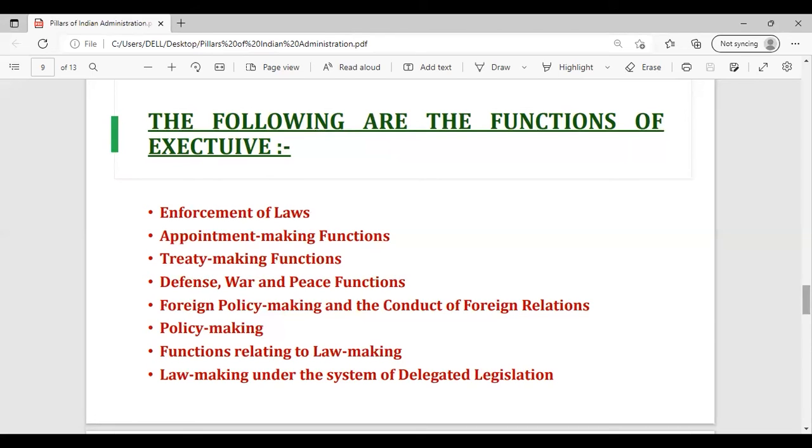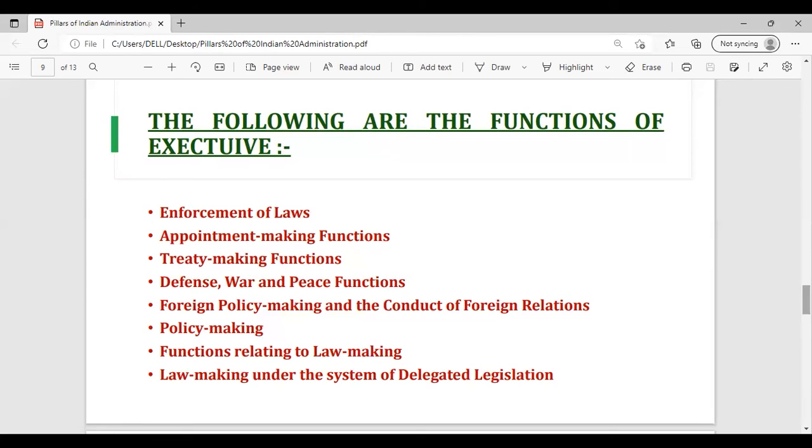The executive is also the final judge of nature of the threat to security of the country. It has a prime responsibility to take all such steps as are needed in the interest of security and integrity of the state. The chief executive of the state is also the supreme commander of the armed forces of state. In point 3, we learned that one of the key functions of the executive is treaty making functions.